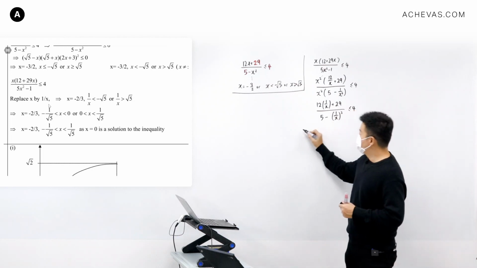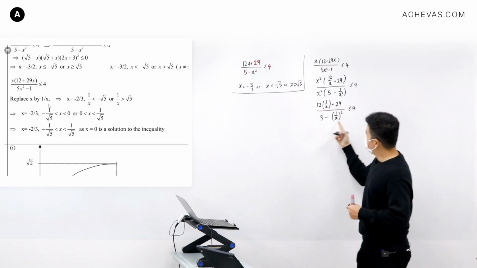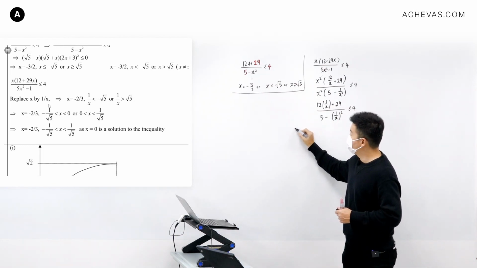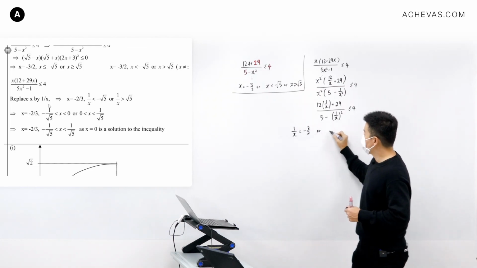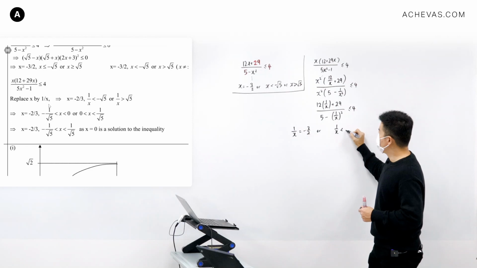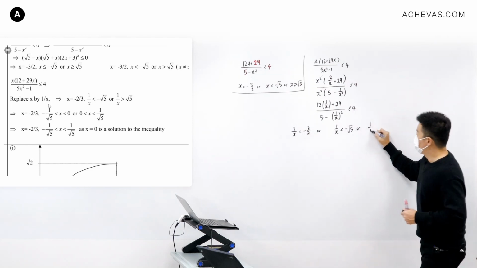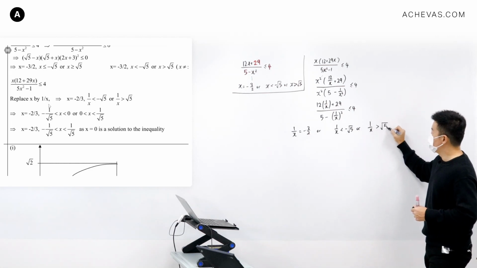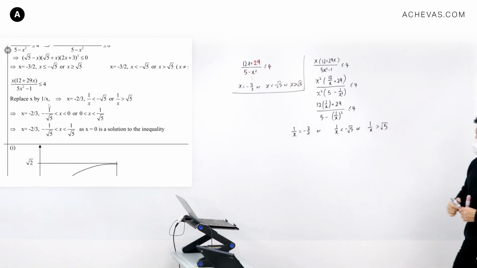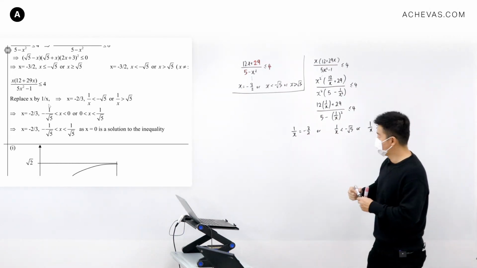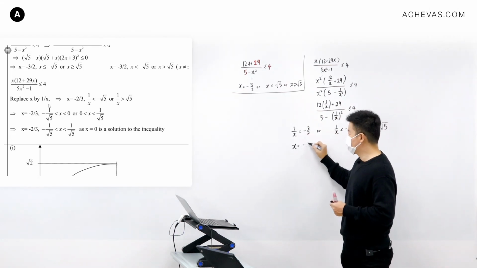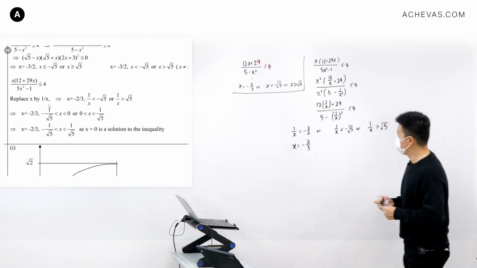So it is from here, I'm going to replace all the x by 1 over x, which means that I will be getting 1 over x is equal to minus 3 over 2, or 1 over x is going to be less than minus square root of 5, or 1 over x is going to be bigger than square root of 5. I now have 3 cases. I think this is brainless, so I don't have much problem for this. This is minus 2 over 3.